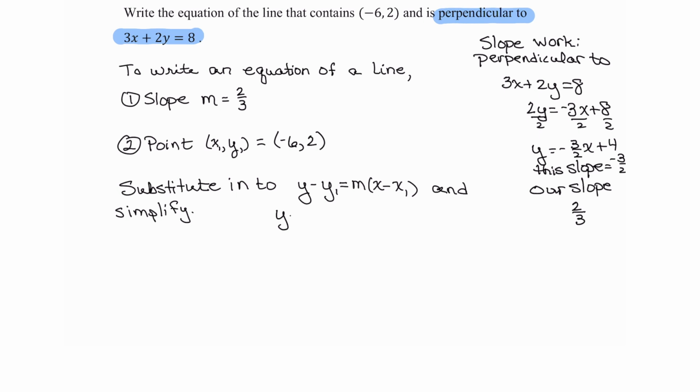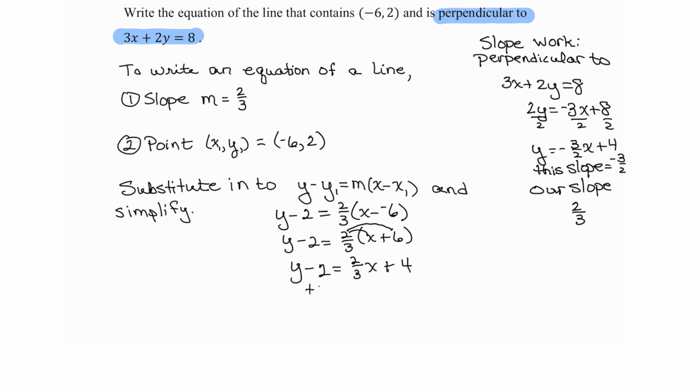So I have y minus, substitute for the subscripted y. Take out the y sub 1, put in 2, is equal to, my slope is 2/3 times x minus x sub 1, which is the x coordinate of my point, negative 6. So I have y minus 2 is equal to 2/3 times x plus 6. It's always good to take care of those double negatives first. Distribute. So y minus 2 is equal to 2/3 x, and then plus 2/3 times 6 is 12/3 or 4.